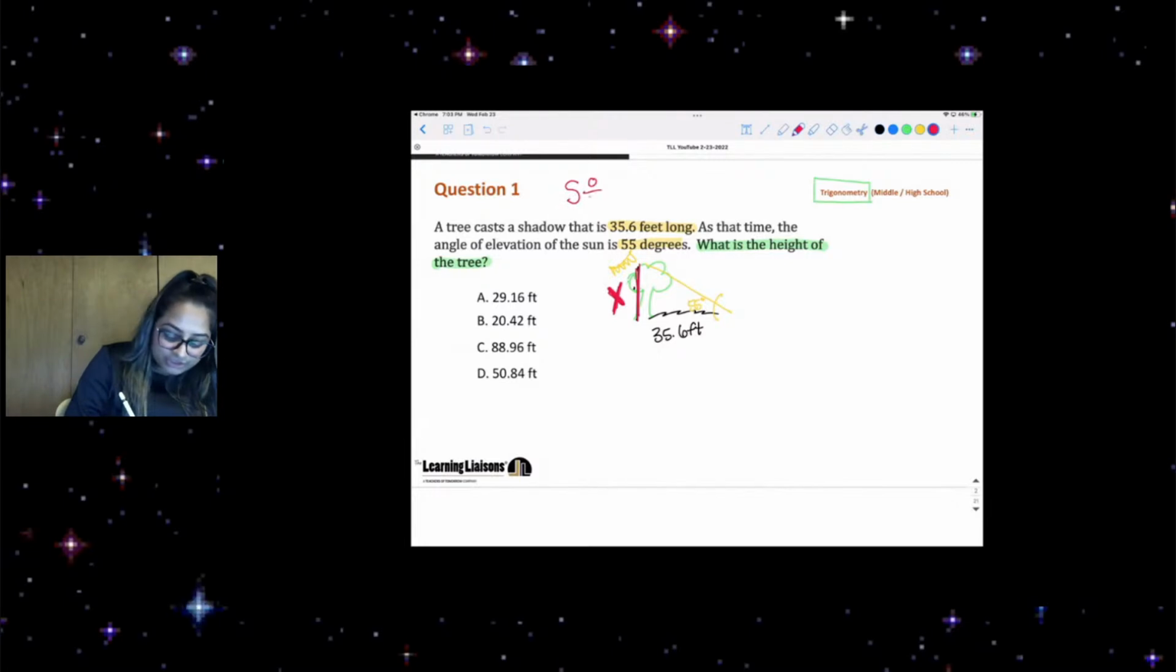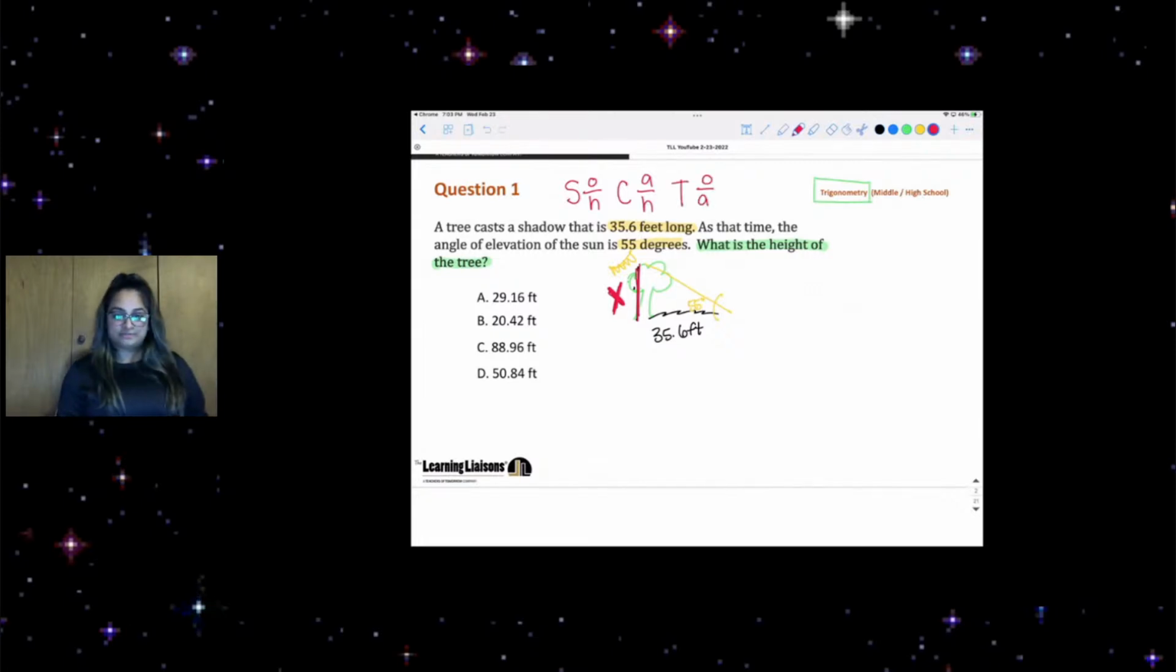When I say SOH CAH TOA, you should say, oh yeah. So we have to figure out which one of these we're going to use. Well, I have my 55 degrees here. I want to find the opposite side, and I have the adjacent side. My hypotenuse is missing. Opposite and adjacent will give us tangent, so let's use tangent. So tangent of 55 is equal to the opposite, which is X, over the adjacent, which is 35.6.